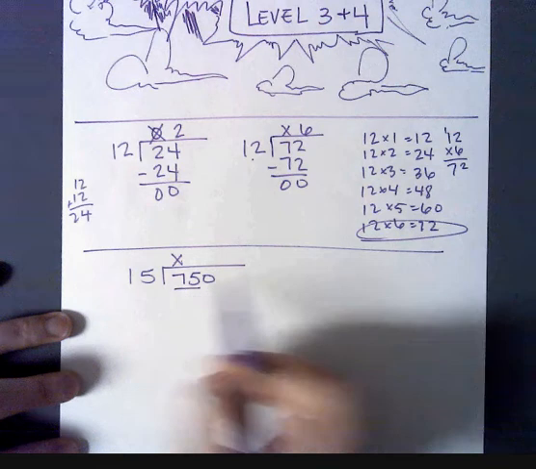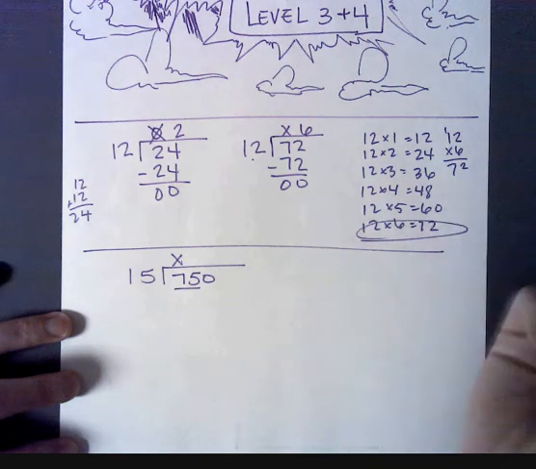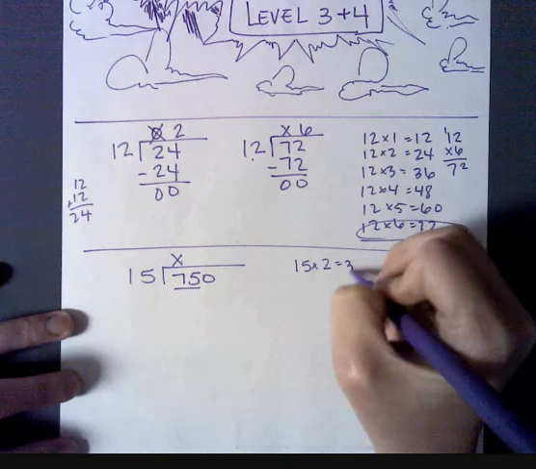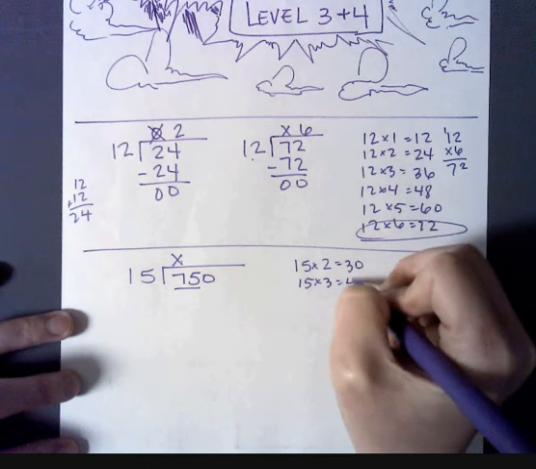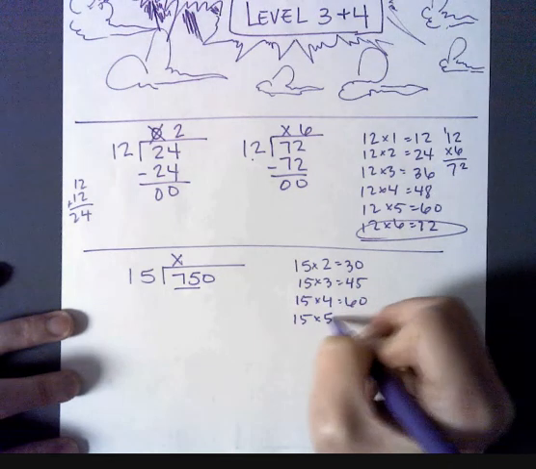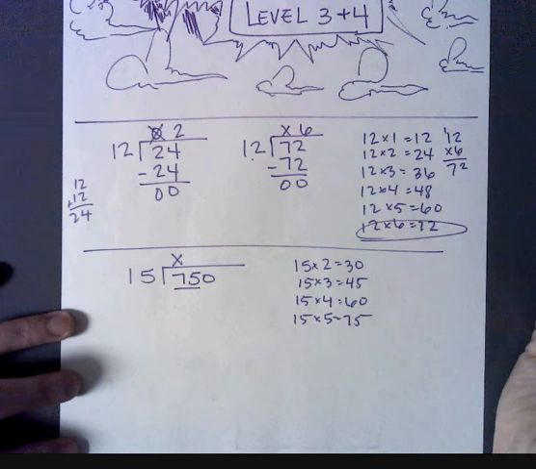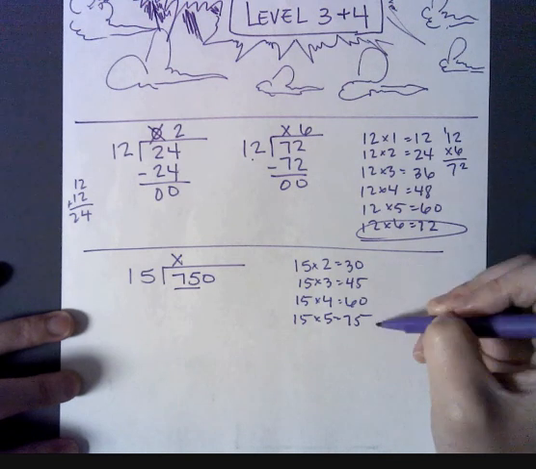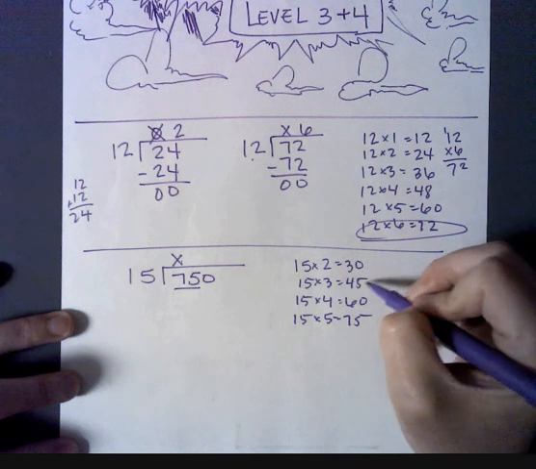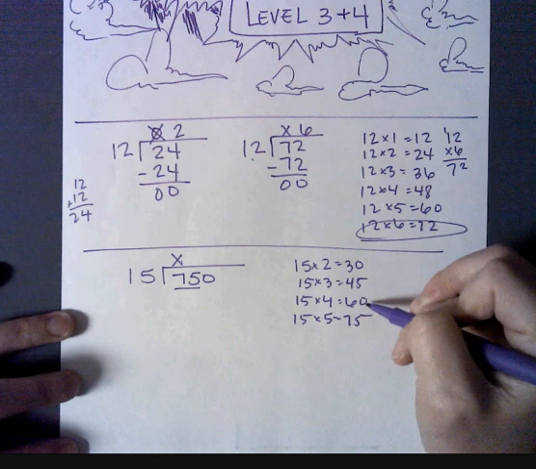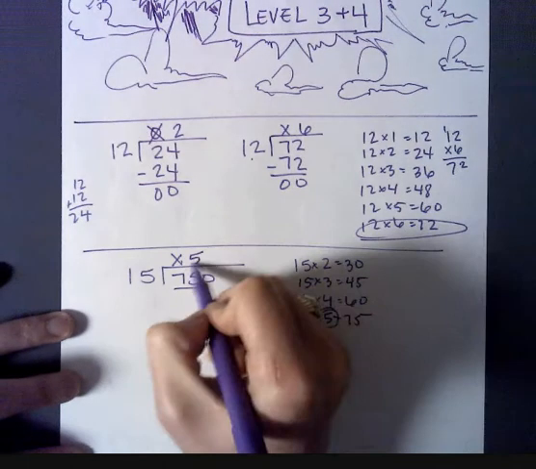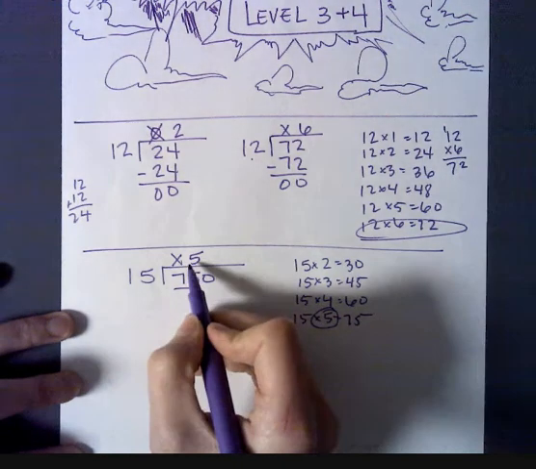15 goes into 75 how many times? Here is where I might have to do some multiplication tables. 15 times 2, 30. 15 times 3, 45. 15 times 4, 60. 15 times 5, 75. Luckily, as you go down, you're just adding 15. 30 plus 15 is going to give me 45, and then 45 plus 15 is going to give me 60, and so on to 75. So 5 is my number that I'm going to write down.